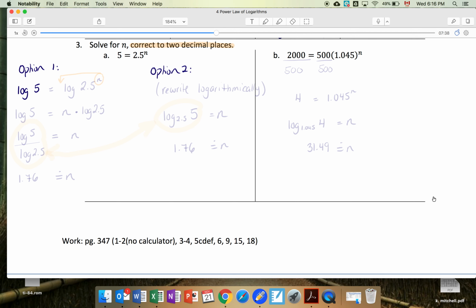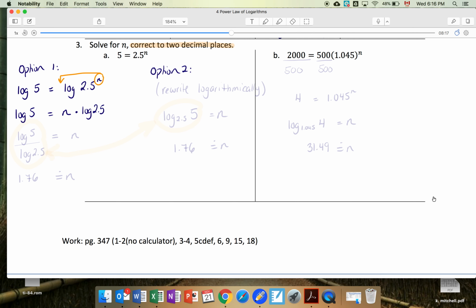So this will become, if I take the log of both sides, I have the option to choose any base, and I'm just going to make it simple for myself, and I'm going to choose base 10. So I have log base 10 of 5 equals log base 10 of 2.5 to the power of n. And the whole reason why we're going to introduce the log of both sides is that now that there's a logarithm within my equation, I can bring the exponent down to the front. I can rewrite this with the exponent as a coefficient. So this will become log 5 equals n times log of 2.5.